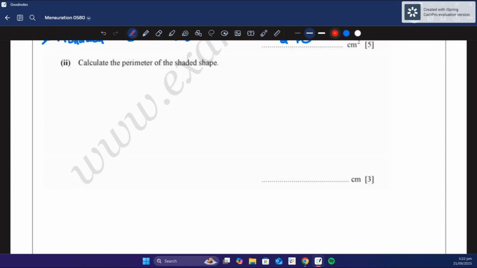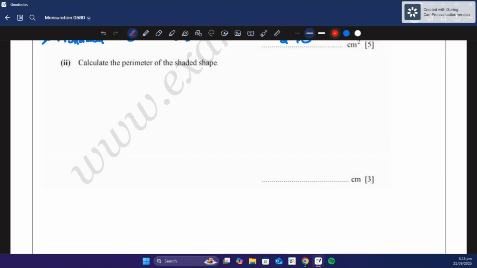Part 2. Calculate the perimeter of the shaded region. Okay, so the perimeter consists of the two sides of the rectangle, the two tangent segments, and the arc. So we need to calculate all of these lengths individually and then add them.